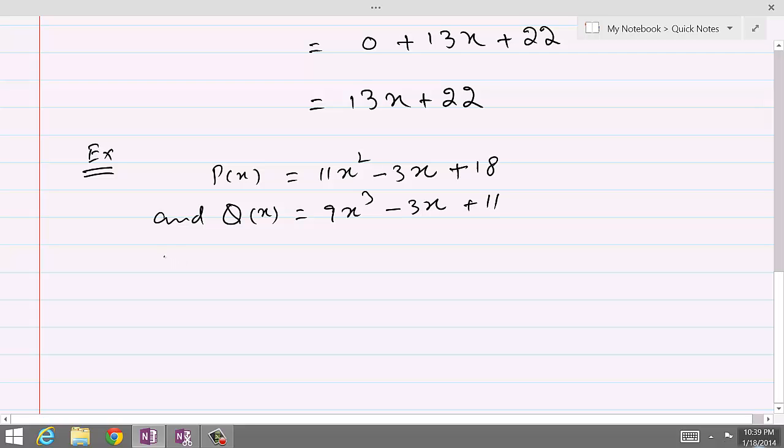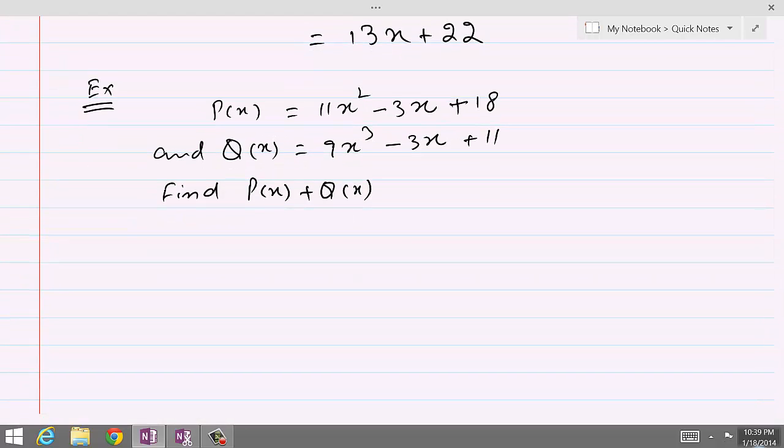Find p(x) plus q(x). It means the sum. Sometimes the words are replaced by the symbol which is used, which is here the plus sign. So p(x) plus q(x) means the sum of the two polynomials.